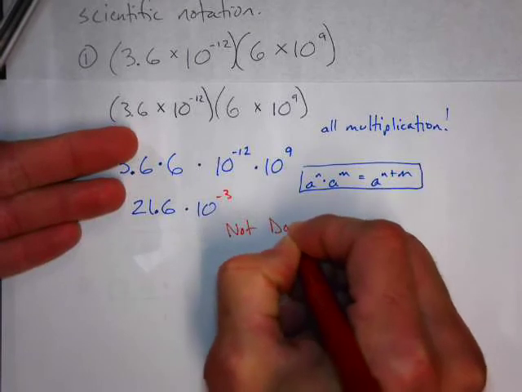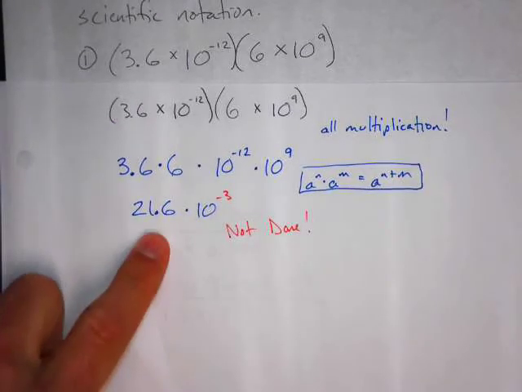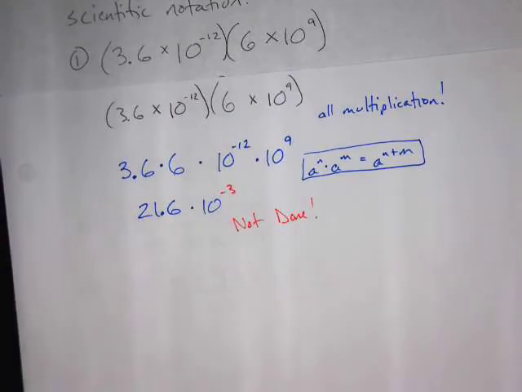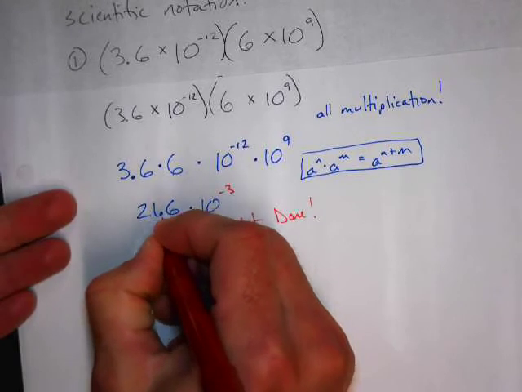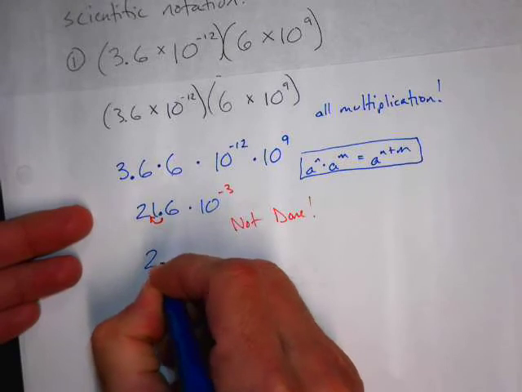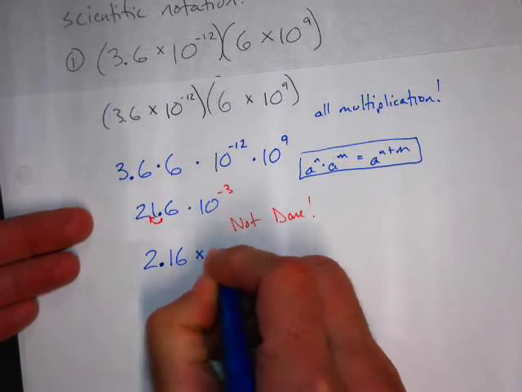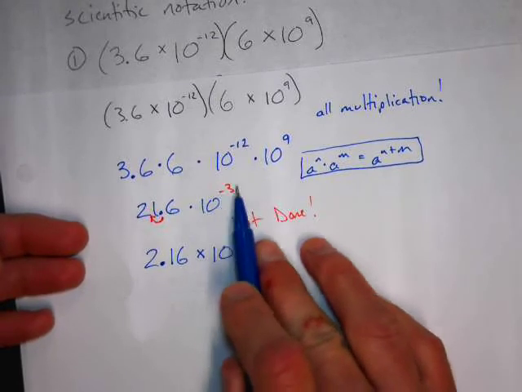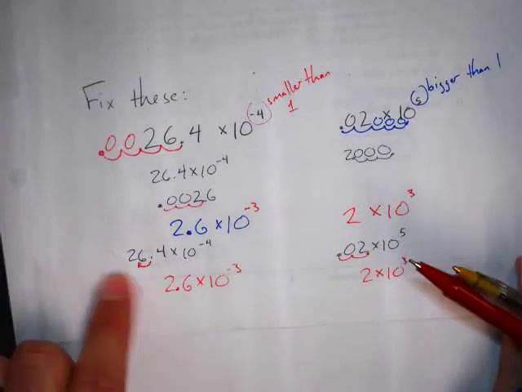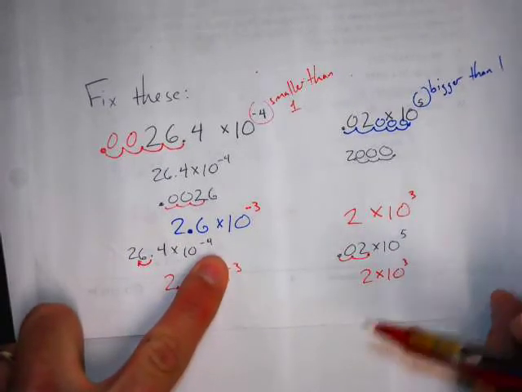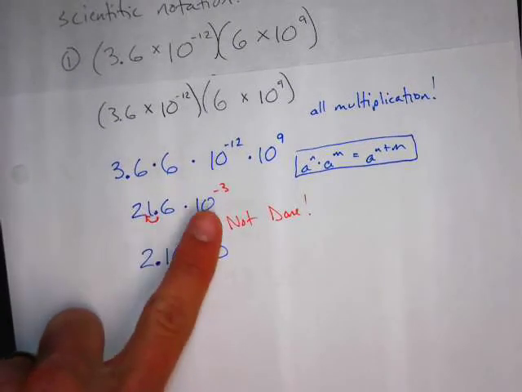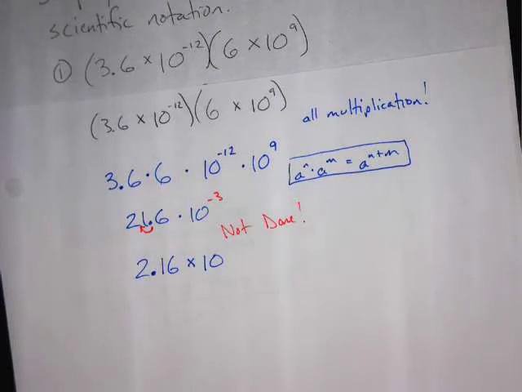Not done yet. Why not? Because the decimal is in the wrong place. We have to move the decimal one more place to make the number 2.16. How is that going to impact the exponent? You can either remember from this little trick, if I'm moving it 1 to the left, the exponent is growing by 1. Or you can write the whole thing out: write the whole number, 21.6 times 10 to the negative third power, and then rewrite it back into scientific notation.